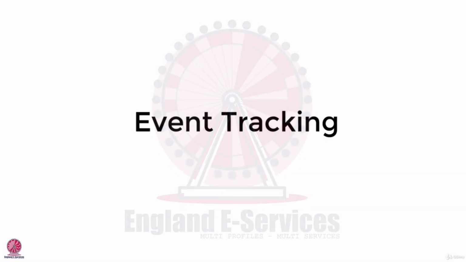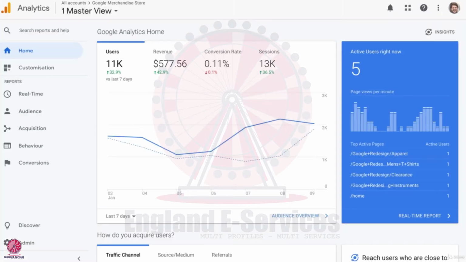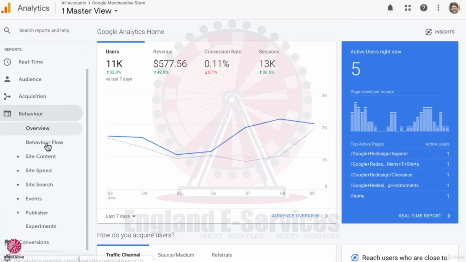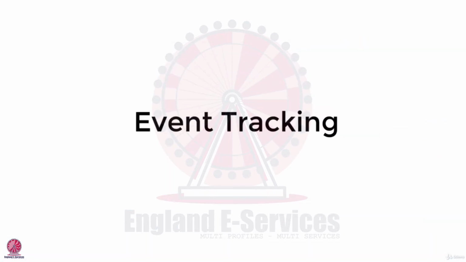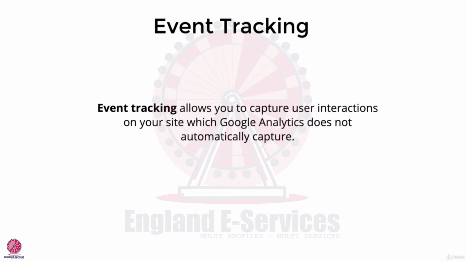In this video, you're going to learn how to set up event tracking in Google Analytics and the reasons why you would want to use it. Event tracking reports appear underneath the behavior section and the events section here in Google Analytics. The benefit of using event tracking is that it allows you to capture user interactions on your site which Google Analytics does not automatically capture.